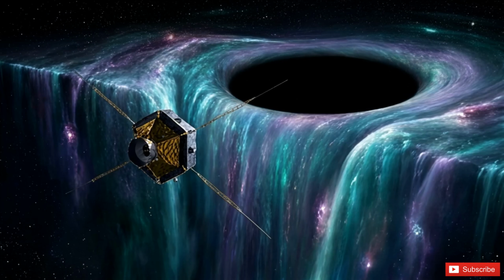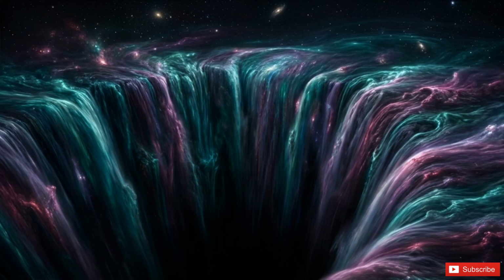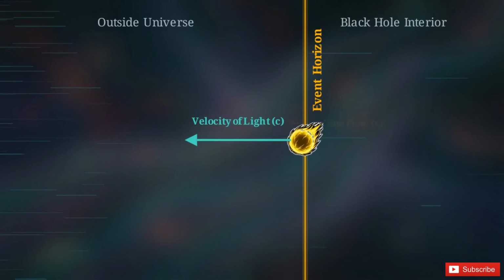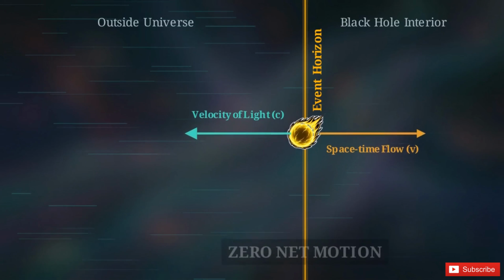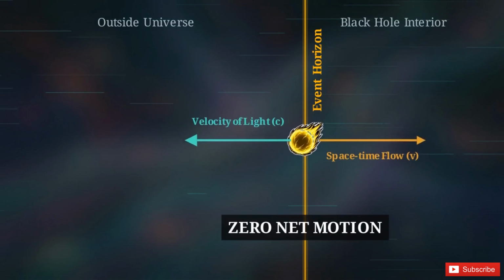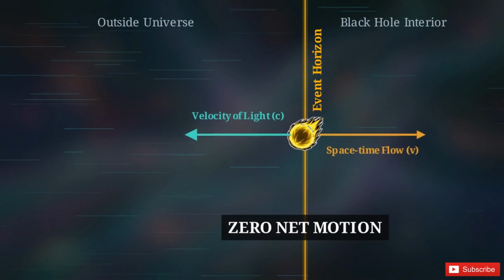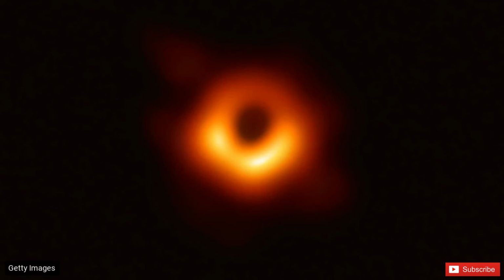Eventually, the probe reaches the edge of the waterfall, the event horizon. At this boundary, space is falling inward at exactly the speed of light. This model shows an outward-pointing light beam trying to swim against the inward flow of space. Since the river is moving at the speed of light, the beam makes zero forward progress. It hovers in place.